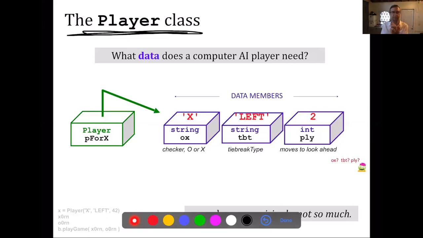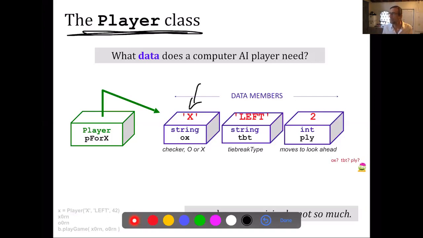So hopefully you now understand what I'm talking about, and these words aren't so foreign to you anymore. So the first thing when we're thinking about a player class is, what's the data going to be? And there's not that much, kind of the obvious things that you would expect, and maybe one not obvious thing. So first, X is just what player it is. Are you player X or are you player O? Right? So it's just the character, the single string character that tells you which player you are.